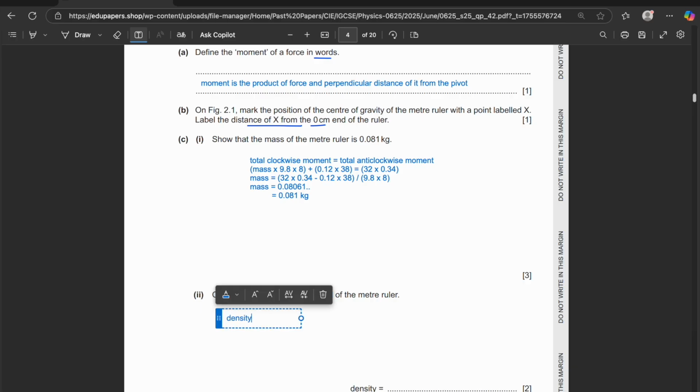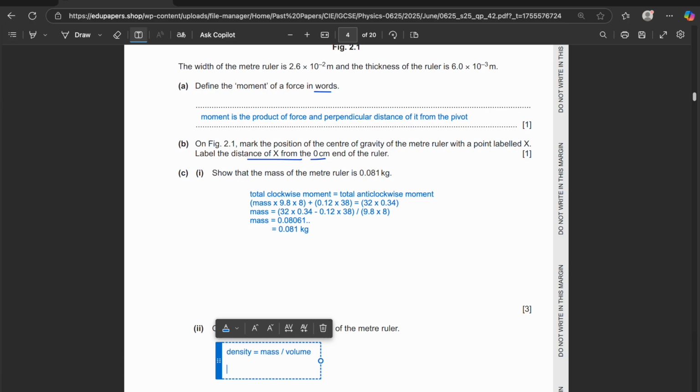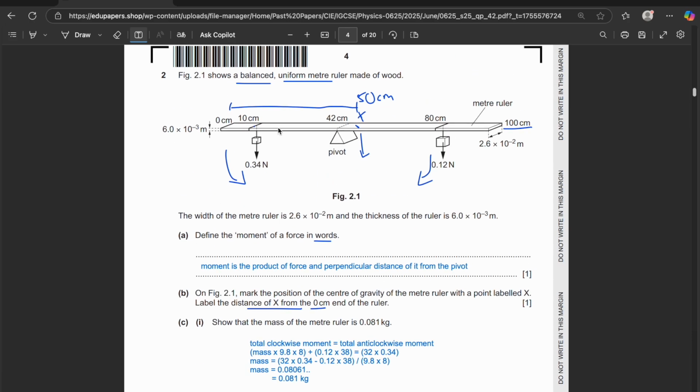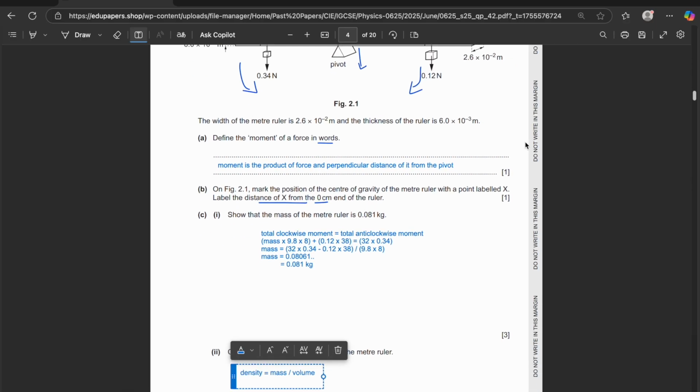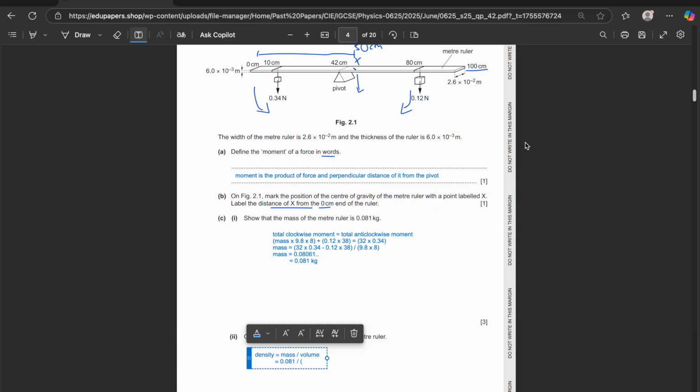So density rho is equal to, so just write density equal to mass divided by volume. So we already know the mass, and we can find the volume by using these dimensions, right? So this is thickness, width, and length. Density is equal to 0.081 divided by volume, which will be 1 meter, 2.6 to 10 power minus 2 into 6.0 to 10 power minus 3.